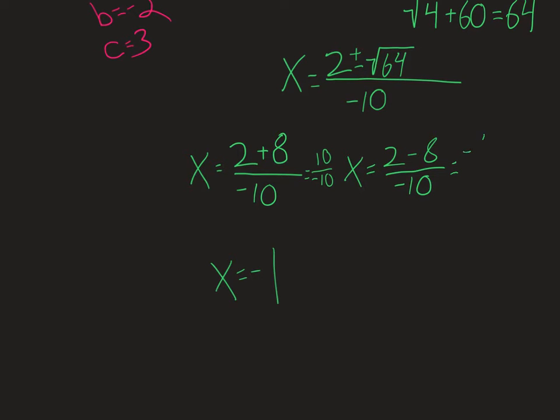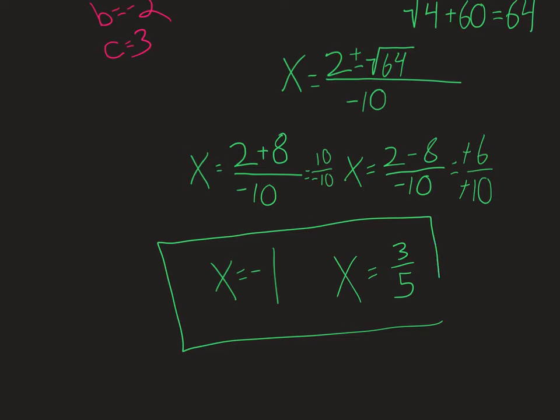2 minus 8, negative 6 over negative 10, negatives cancel. So that's just fractional, and we'll reduce it: 6/10, divide 2 out, 3/5, and there's our 2 solutions. We do have 2 solutions, one whole number, one fractional.